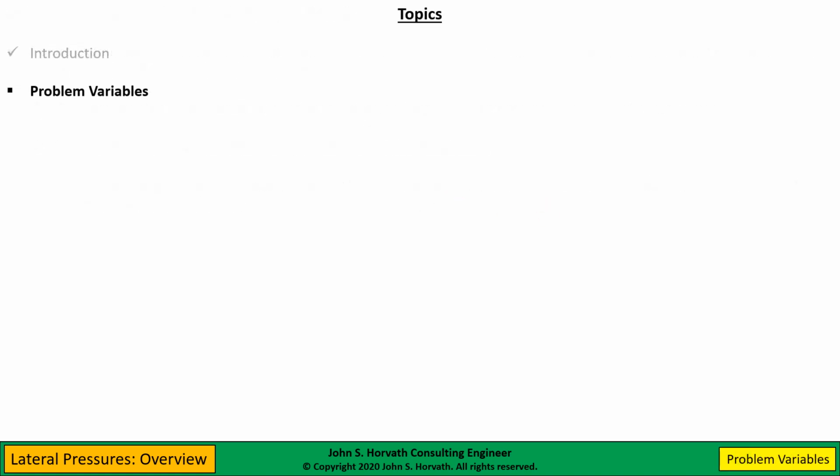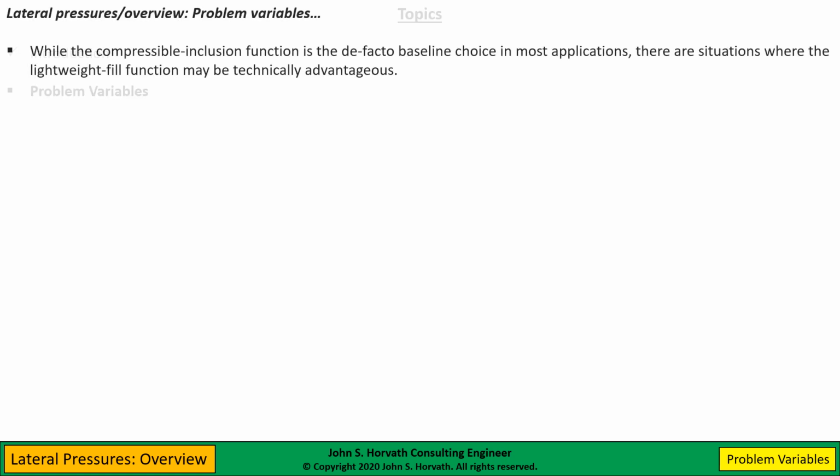First, considering the problem variables. Certainly, if you're thinking about lateral pressure reduction, your mind should go first and foremost to the compressible inclusion function. That's going to be your baseline, de facto choice in most applications. Certainly, I'll be the first one to say there are situations where the lightweight fill function may be more advantageous technically.